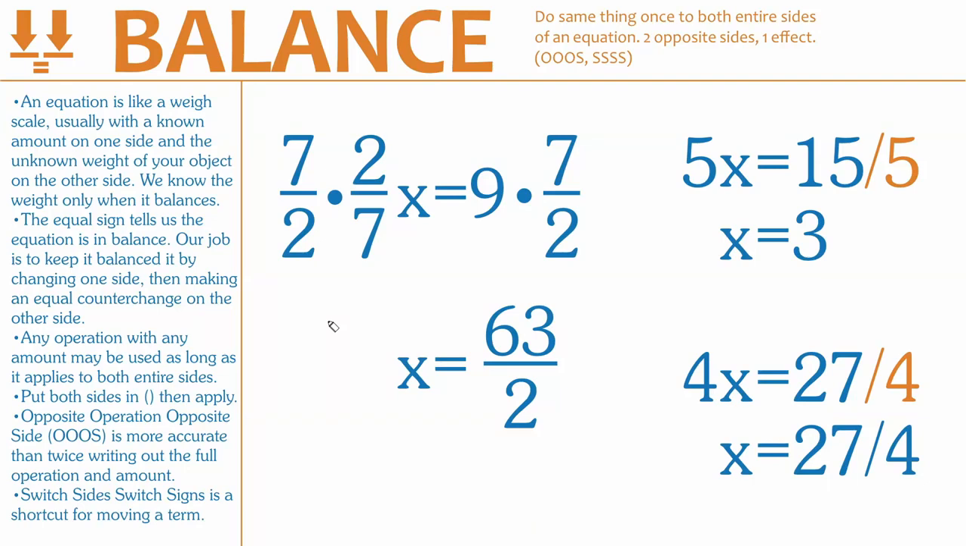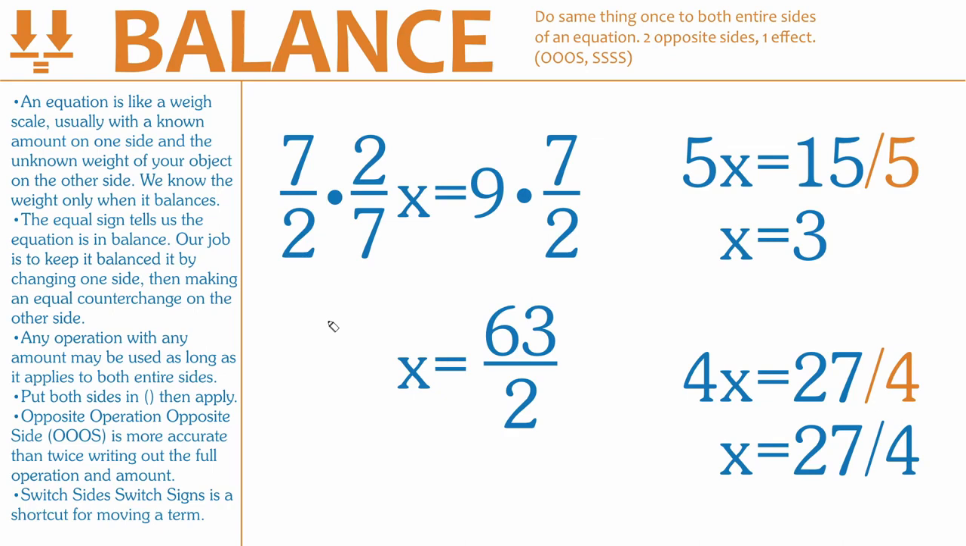Balance: do the same thing once to both entire sides of an equation. Two opposite sides, one effect. This is the complementary operation or action to big small. Big small works on one side only, and it has two effects. Big small never crosses the equal sign.